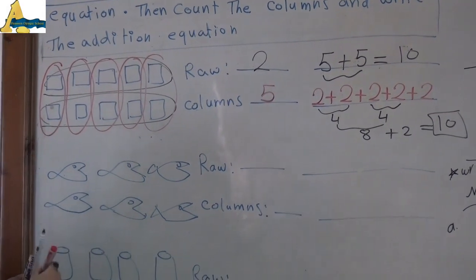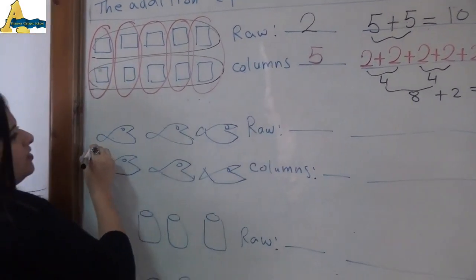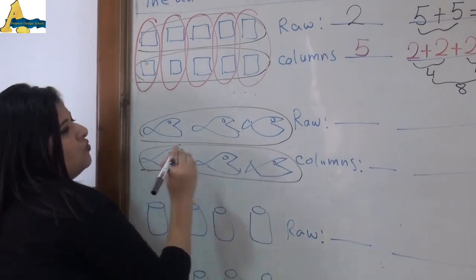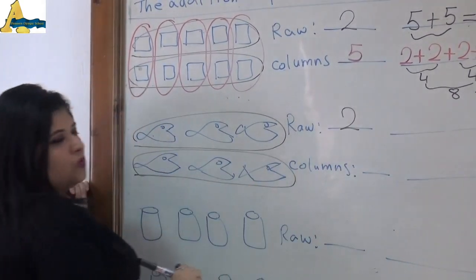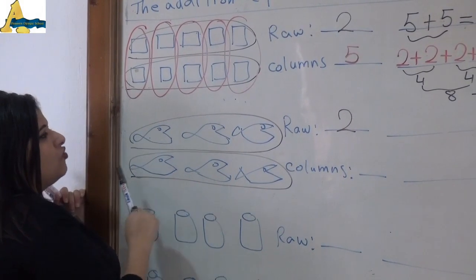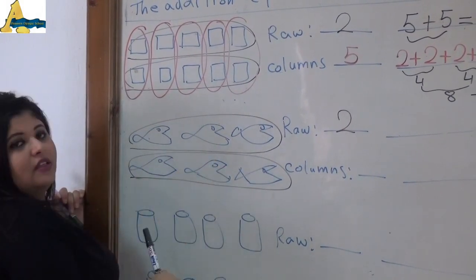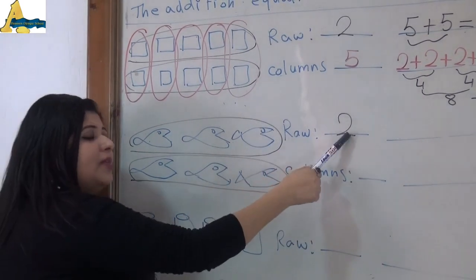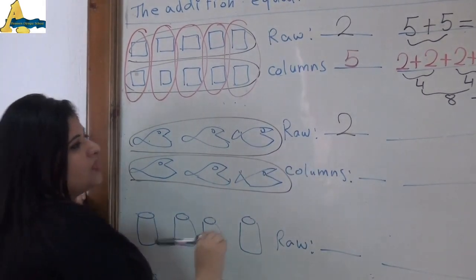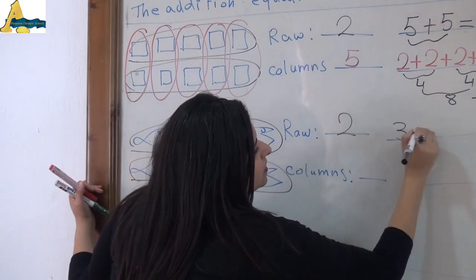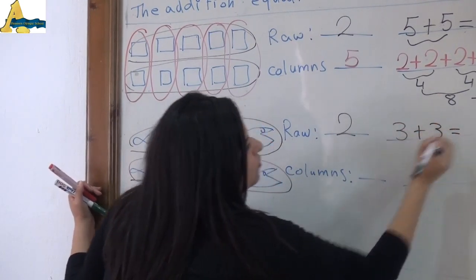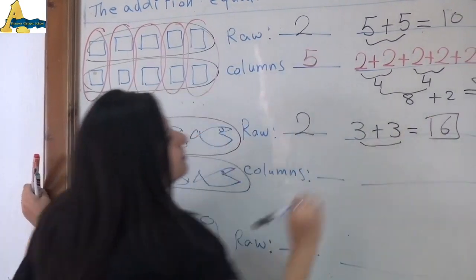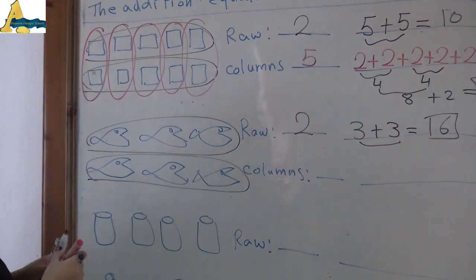Here, let's see the rows. How many rows do I have here? The first row, 1, 2. So here I have 2 rows. In each row, how many fish do I have? 1, 2, 3. This means 3 is going to be repeated 2 times. I'm going to repeat it by what? By plus. 3 plus 3 equals double 3, 6.